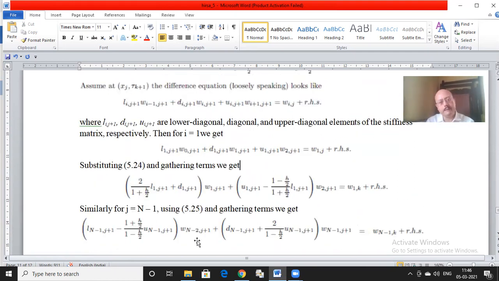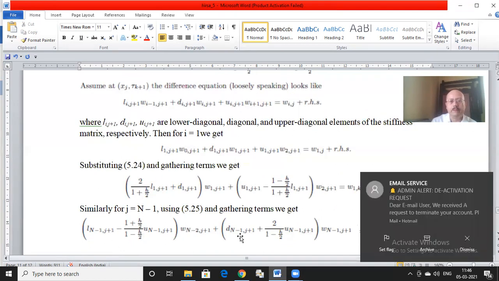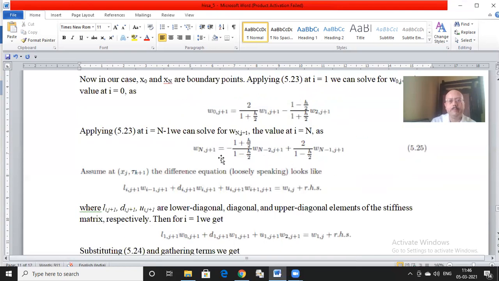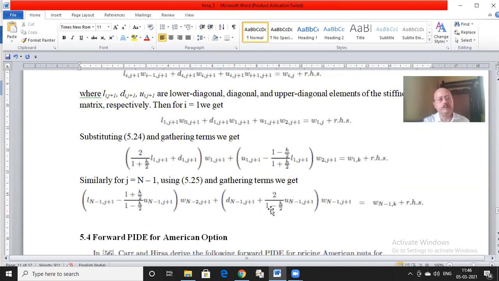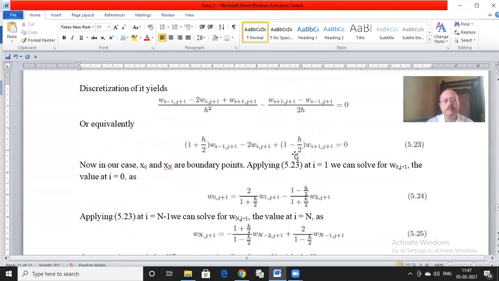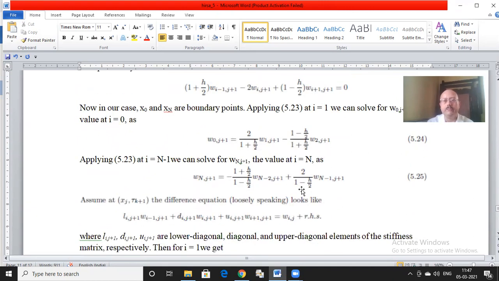Similarly, when we arrive at the last slice for capital N minus 1, again, we will be using the second part, 5.25, to substitute for wN,j+1 to get this equation. So again, this would be L plus the adjustment, and here D plus the adjustment for the last slice. So our whole system of equations, which was defined earlier using all the shorthands and integrations, we will be using in the matrix system, except for the first and the last slice. Sorry, first vertical and the last vertical. There we will have to make adjustments for the Neumann boundary conditions using 5.24 and 5.25.